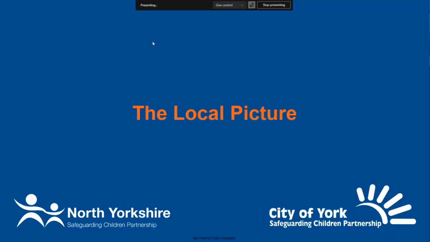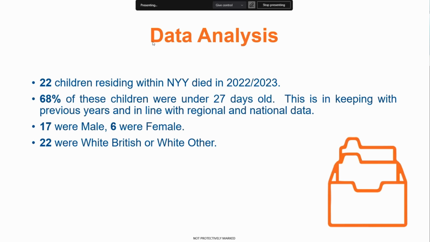So in terms of the local picture, in 2022 to 23, 22 children resided within North Yorkshire died, and 68% of these children were under 27 days old. So it's a significant proportion normally is the under 28 days, which is one of the highest areas for child death. And this is in keeping with the previous year and in line with the regional and national data. 17 were male, 6 were female, 22 were white British or white other.